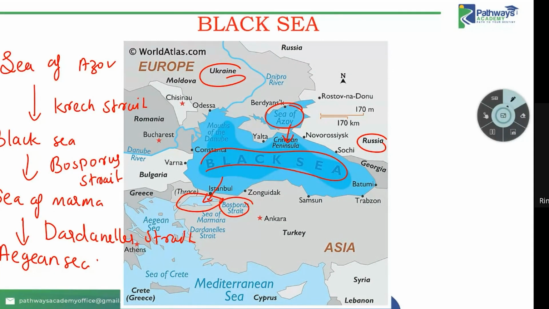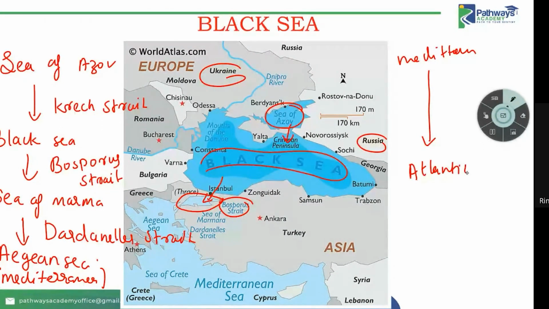Then the Aegean Sea is part of the Mediterranean. From the Mediterranean Sea, it is connected to the Atlantic Ocean through the Strait of Gibraltar. This is the route from the Atlantic Ocean to the Black Sea, through which the grain for Ukraine and Crimea is coming. Through this route, the cargo is coming to the Ukraine region.